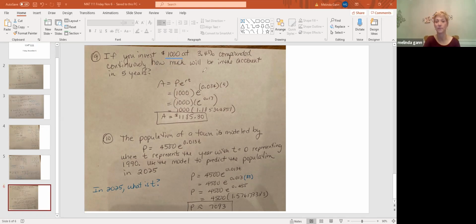Then my interest rate was 3.4%. It doesn't say, so it must be per year, but I had to change that to a decimal. And then my time was 5 years. So then I multiplied those two numbers and got 0.17. Then, you know, you have to do powers before you multiply. You've got to follow that order of operations. So when I took E and raised it to that power on my calculator, I got that number. And when I multiplied that times 1,000, I rounded it off to the nearest penny because it's money.